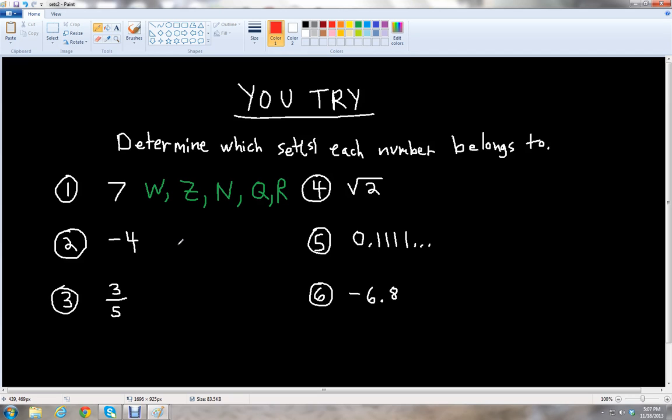Okay, so for number 2, we have -4. So this is a negative number, so it can't be a whole number, and it can't be a natural number, because those are either 0 or greater, and these are positive. But we do know it's an integer because it includes the negatives. The integers are also rational numbers, because you can write them as a ratio of two integers. And it's also a real number. So -4 is an integer, rational number, and real number.